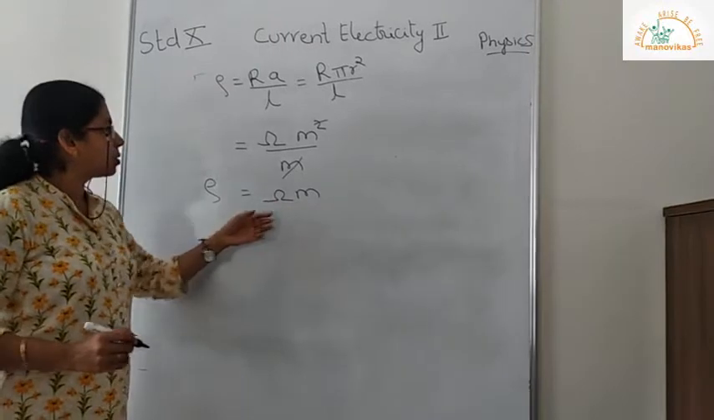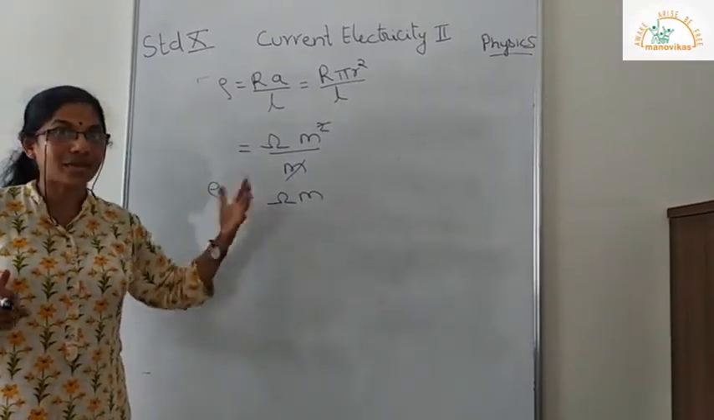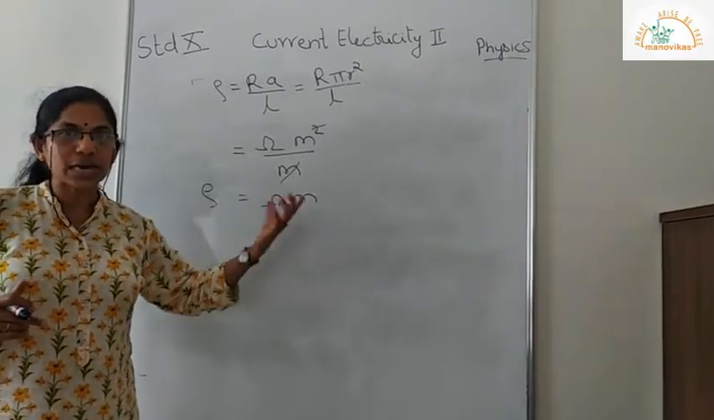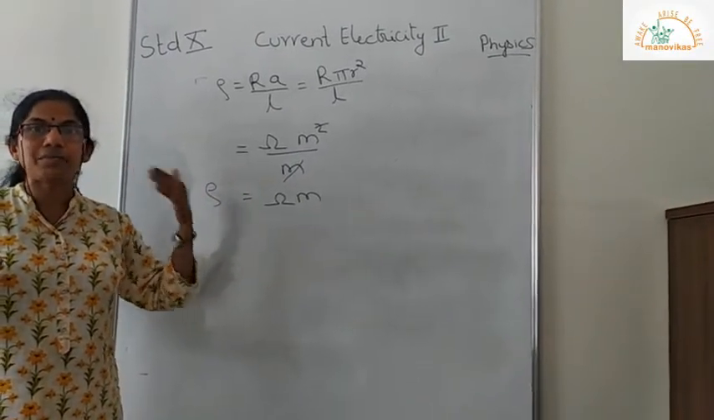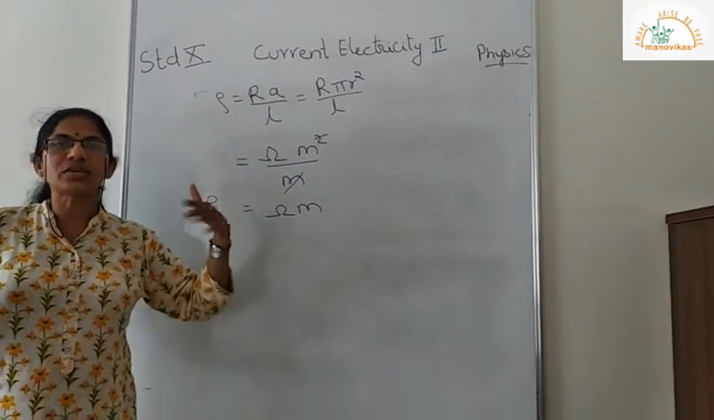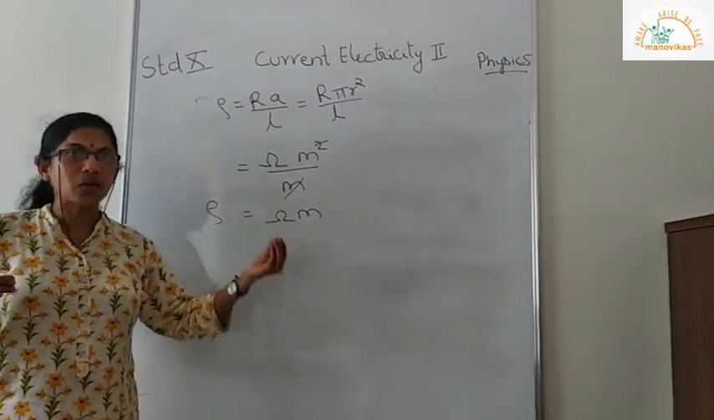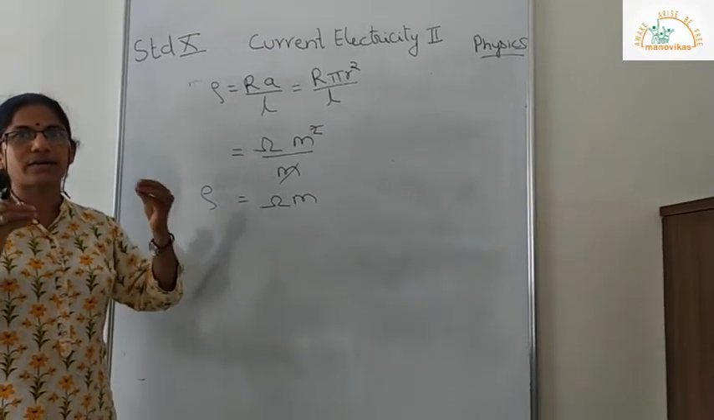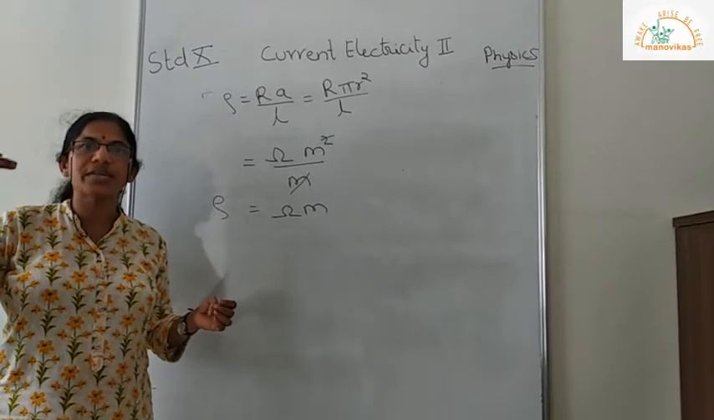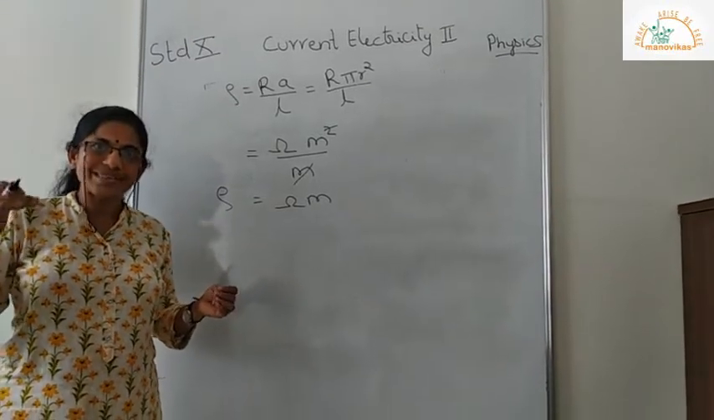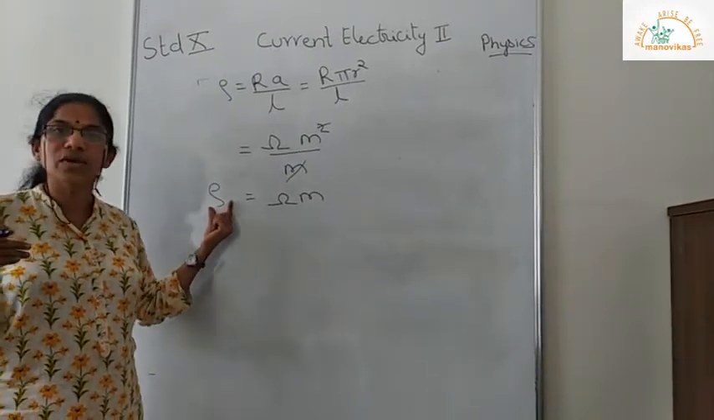Okay. Now I'll quickly tell you about the factors which affect the specific resistance or resistivity of a given conductor. The resistivity of a conductor is different for different substances. Different conductors will have different values of resistivity. Correct? Metals will have low resistivity, and even alloys will have very low resistivity. Insulators will have a very high value of resistivity.